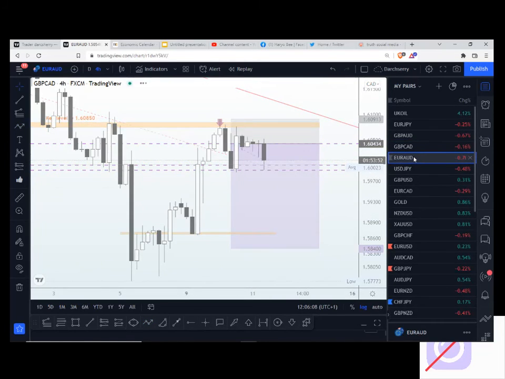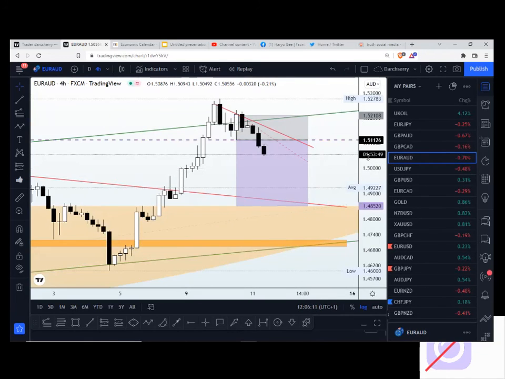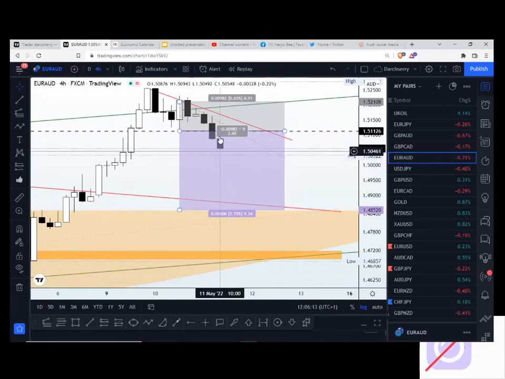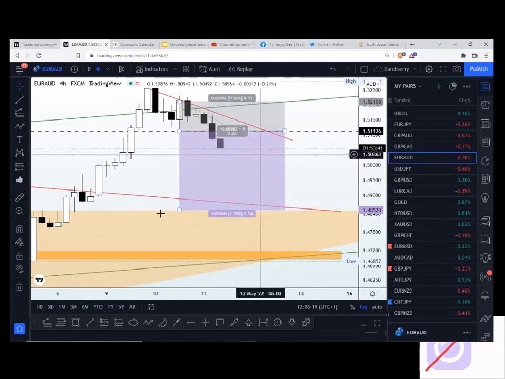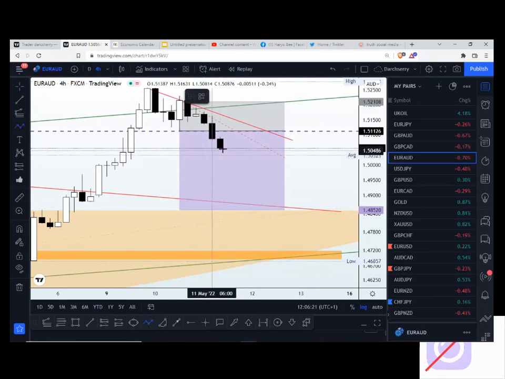Then on EURAUD, we're already profitable on EURAUD, and I said for those who have missed EURAUD, you should hold on for price to come back into this trend line, which will be our guide going forward. And if we see price coming to this trend line at any point in time, we could take advantage of a trend continuation to the downside.